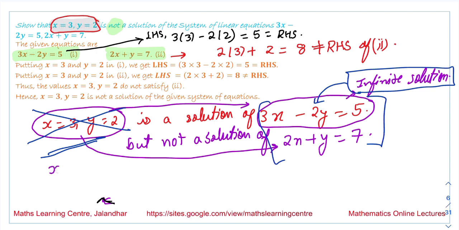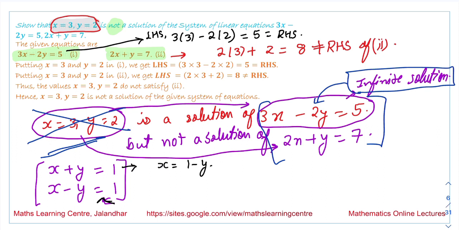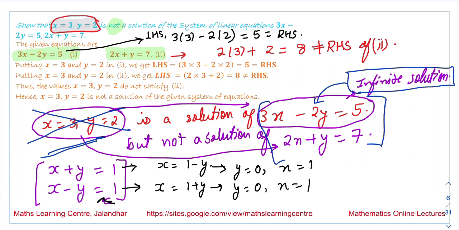Now suppose in place of this we are saying x plus y equal to 1, and second, x minus y is equal to 1. So these are the two equations given to us. I am explaining again what is the meaning of simultaneous here. From the first equation, x is equal to 1 minus y. If I put y is equal to 0, I get x is equal to 1. From the second equation, x is equal to 1 plus y. If I put y is equal to 0, I get x is equal to 1.